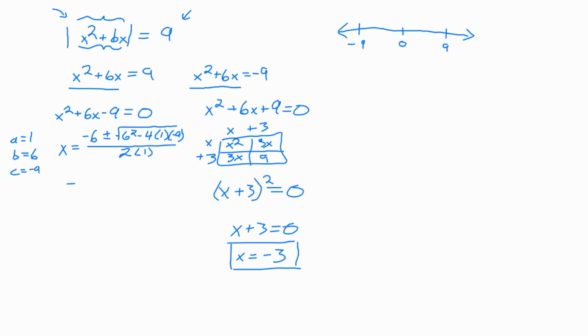Okay, so let's simplify this a little bit. What's inside the square root, you would simplify to 72. Yep, and then you take the square root of that. Oh wait, you can't easily. We could try simplifying the 72.